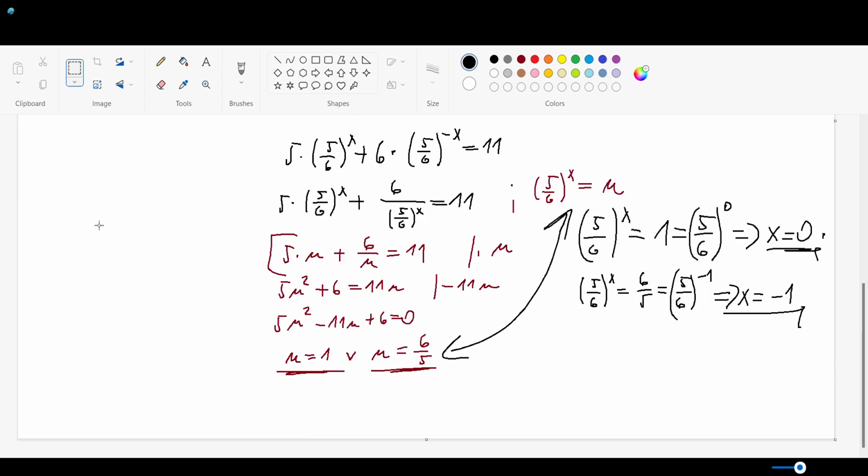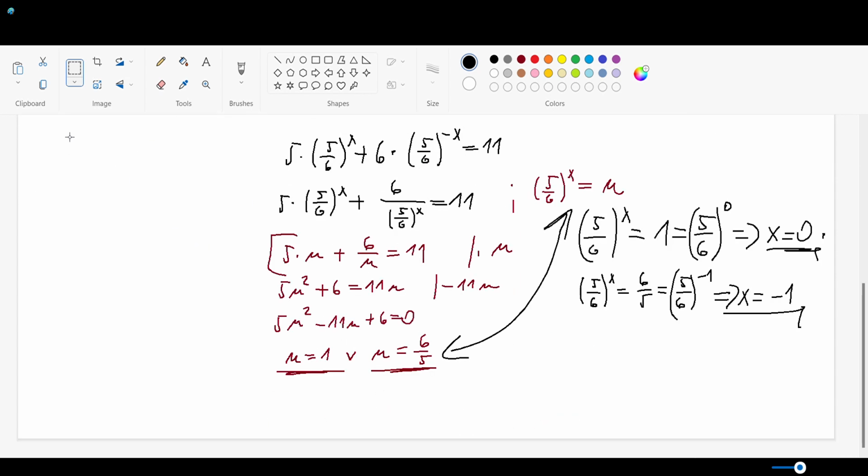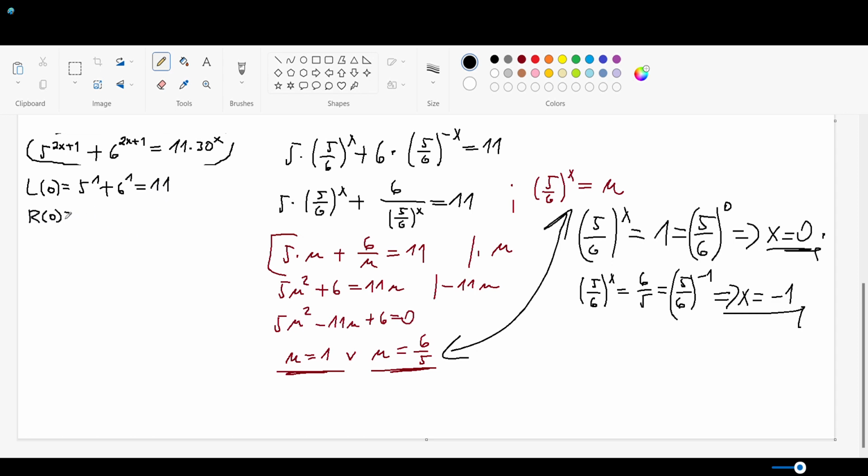Let me take this equation and put it somewhere here so that I can see the equation and also the results. So let's have a look. The left side for x being 0 is equal to 5 to the power of 1, because 2 times 0 is 0, plus 6 to the power of 1, which is 5 plus 6, which is 11, okay?